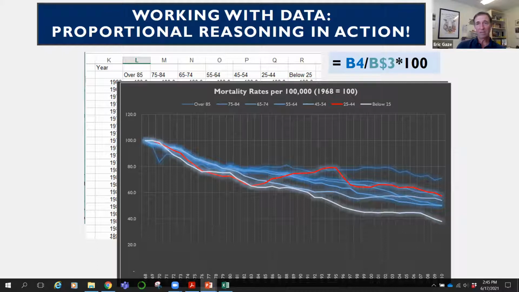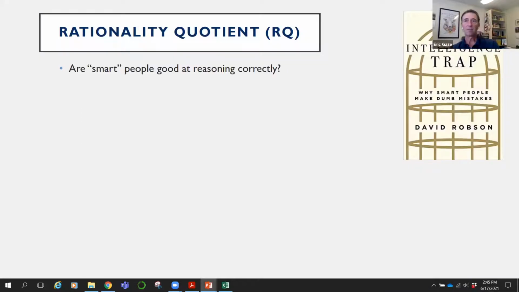That's the AIDS epidemic. This is a picture of the AIDS epidemic and the effect it had in this country. There's a nice book called The Intelligence Trap by David Robson, and he asks the question: are smart people good at reasoning correctly?